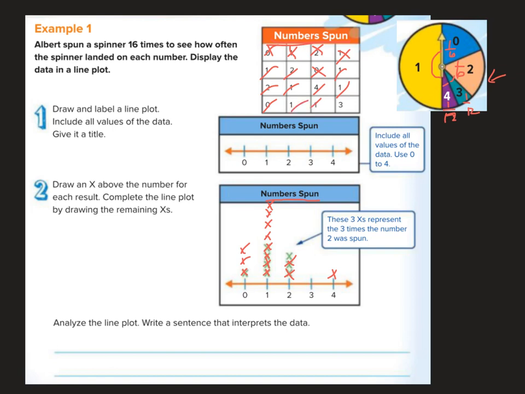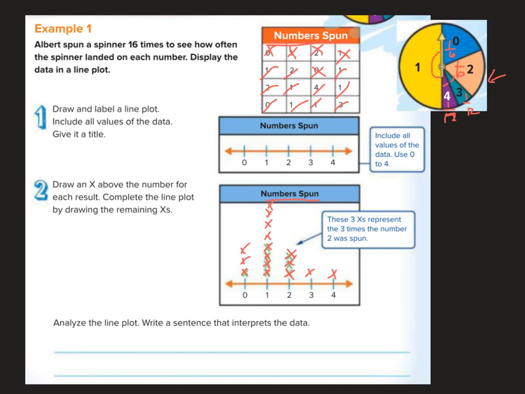Another, or a 3. Okay, so 2s, I should have 1, 2, 3 2s. Oops, I missed a 2. Okay. I think that's right. Now, if you were more careful like me and not just putting X's down wherever you want to, come on, Mrs. Hamer, then you don't have to go back and double check.